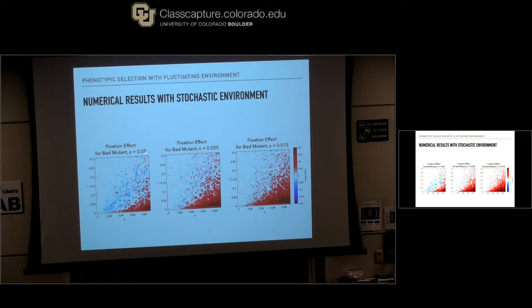Whereas if you have faster switching of the environment, the red region starts to disappear and this blue region starts to arise. This is because your environment is switching so fast that your mutant's effectively neutral. And so your fixation probability actually decreases in the switching environment as opposed to the static environment. There are plenty of other features of this plot that we would like to look into, but I'm going to move forward here.